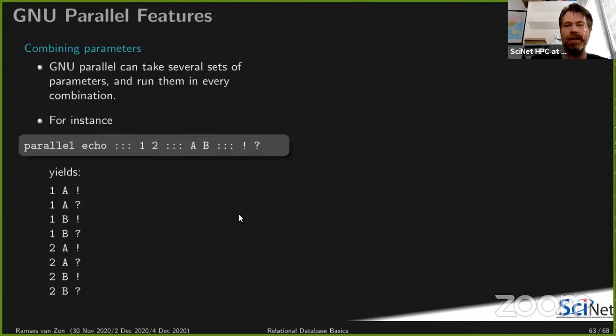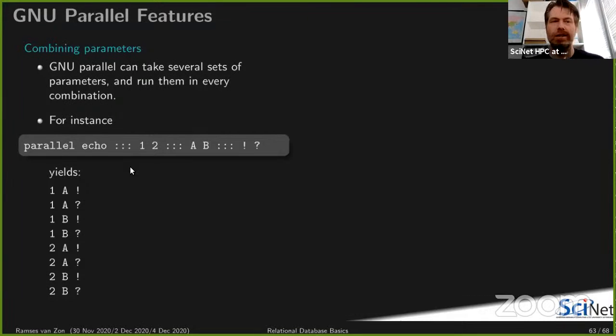GNU Parallel can do the following. Let me show it first, and then you'll see why it's useful. So here's the parallel command again. Here's the base command, echo. Echo prints something to screen in Linux. And then I can give it arguments, but it doesn't have to be just one argument. I can give it multiple arguments. So here's a list of arguments, 1, 2, and another list of arguments, A B, and another list of arguments, exclamation mark, question mark. And each argument list is prepended with 3 colons.